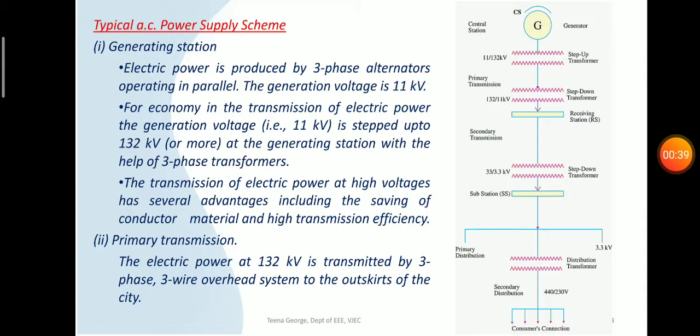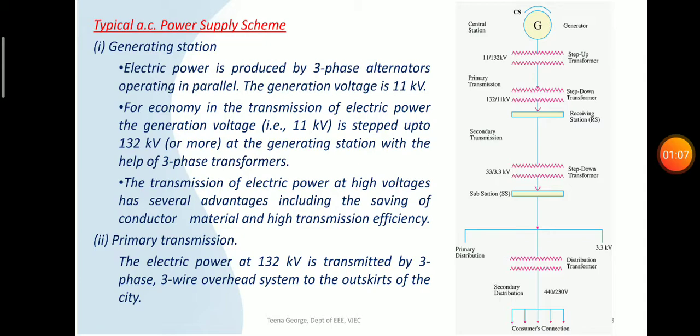An AC power supply scheme consists of generating station, primary transmission, primary distribution and secondary distribution. A generating station consists of three-phase alternators which are connected in parallel. And the usual generating voltage is 11 kV and frequency is 50 Hz in India.